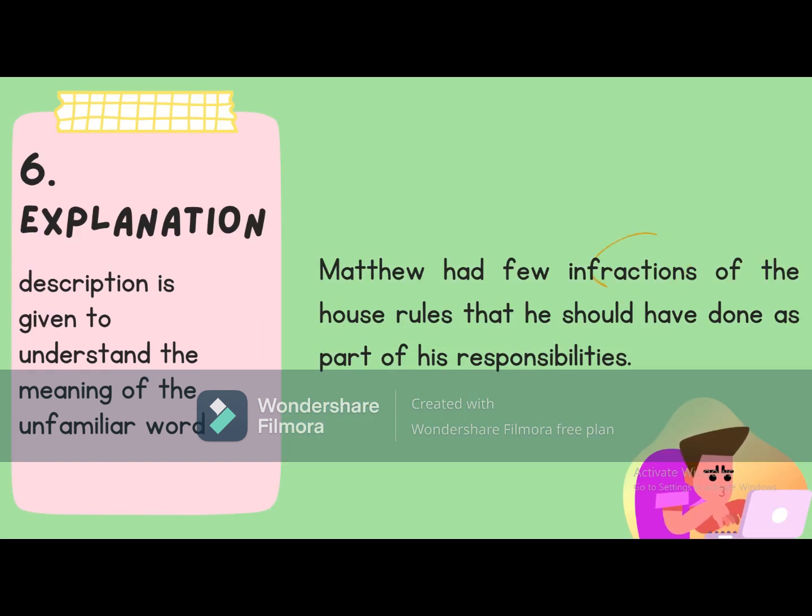Next, we have explanation. Description is given to understand the meaning of the unfamiliar word. So, we explain, we give description, we describe the word for us to easily understand it. Let's have this. Matthew had few infractions of the house rules that he should have done as part of his responsibility. Our unfamiliar word is infraction. So we can conclude that infraction is something that we violate, or violation, because Matthew had few infractions or violations of the house rules.